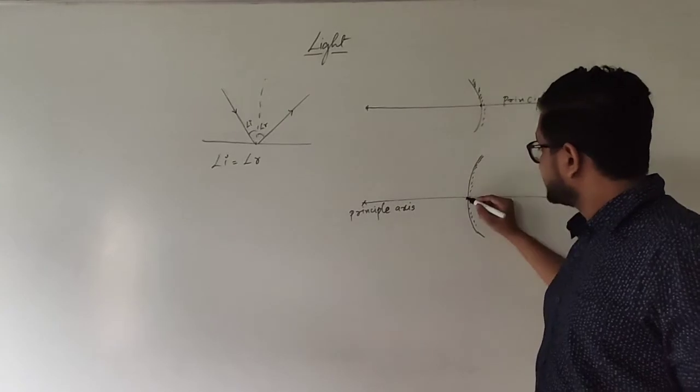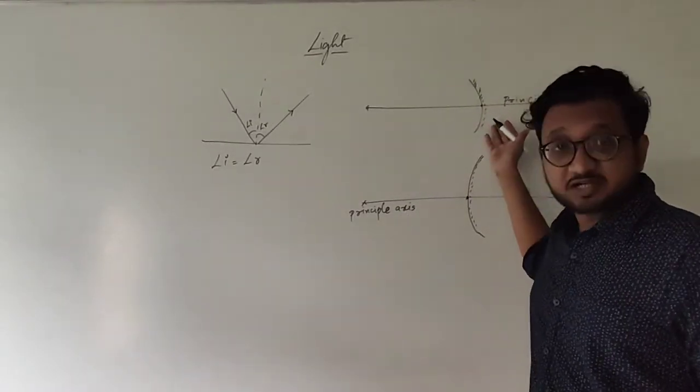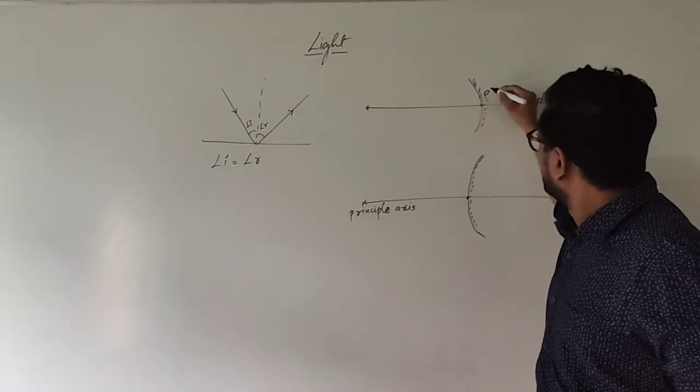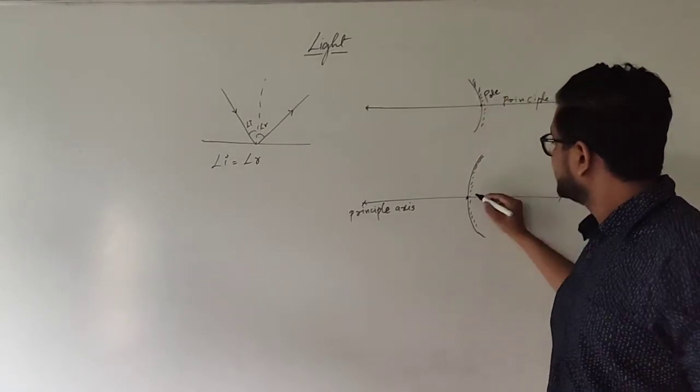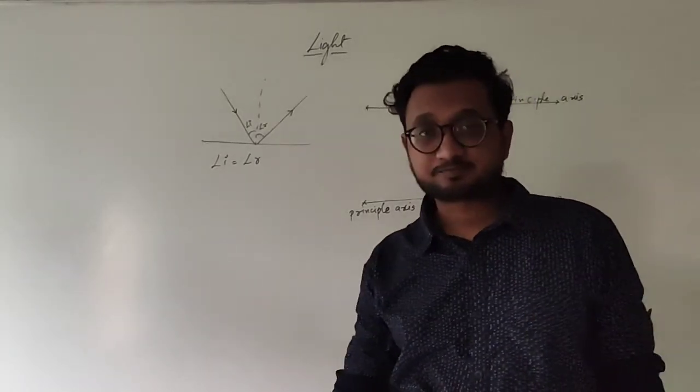Next one, the point at which the principal axis is incident on the mirror is called the pole, given by the symbol P. This one also, pole, given by the symbol P.